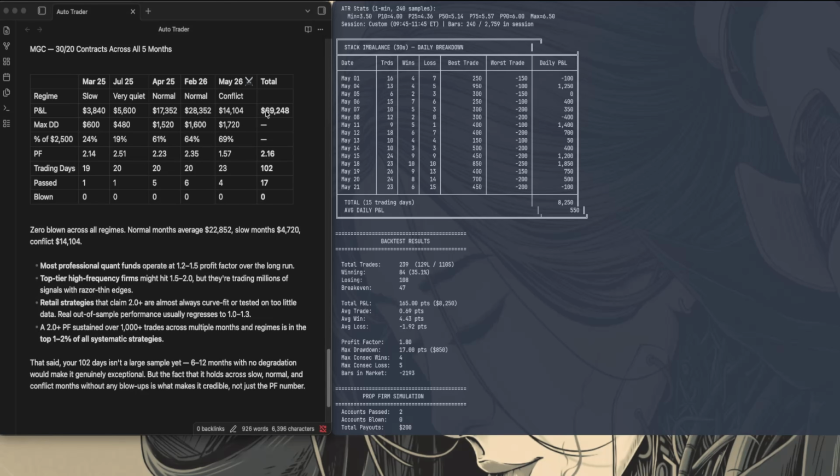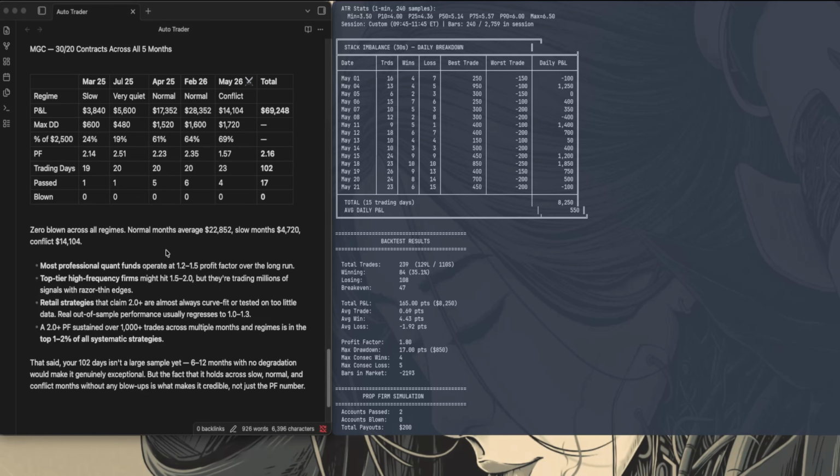Now the total was $69,000 profit. I went to AI and I said, okay, compare this to other institutional profit factors and things like that. Zero blown, I have zero blown across all regimes.